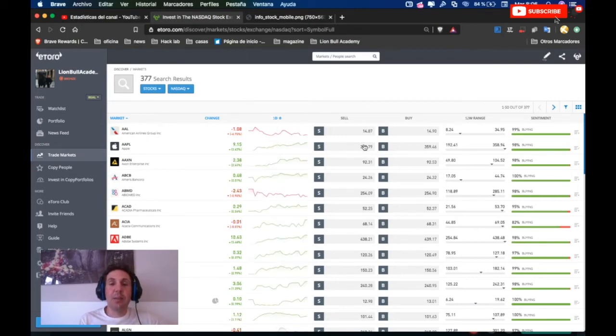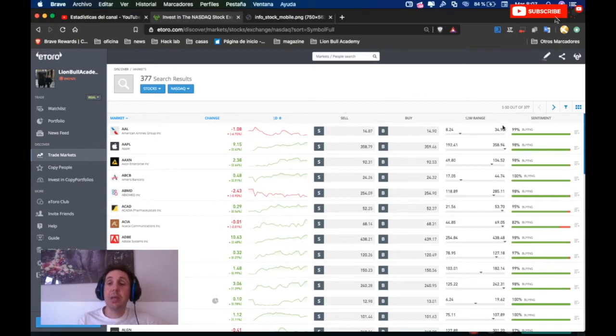Then we have the sell button if we want to be short in the market and try to make money by selling the stock instead of buying. We have the buy button if we think that the market is going to go up, to go long. We just call it like this. Buy is go long. It means that we want to make money by the price going up. Sell is going short. It means that we want to make money by the price going down.